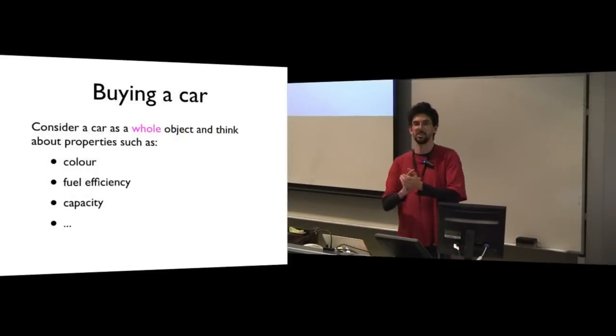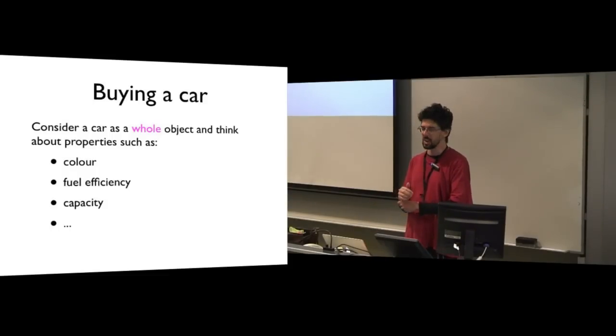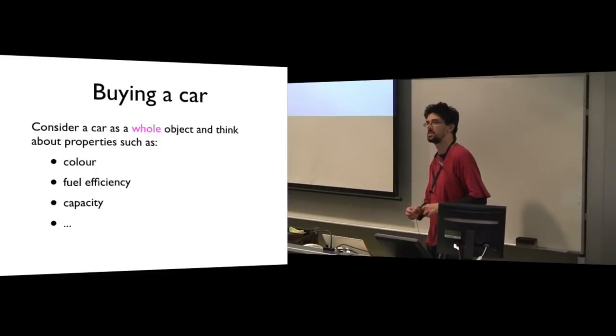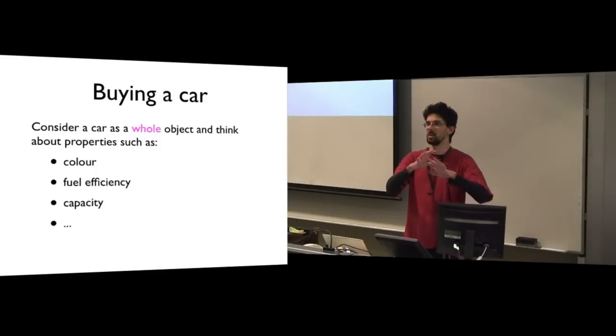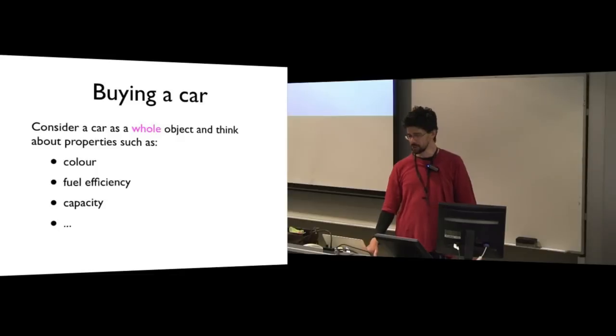So let's start off with thinking about buying a car. If you go out and buy a car, you probably think about a car as the whole object, and you have this car or that car, and you have different kinds of cars that you might be interested in. And you make your judgment based on some feel or properties of that car, maybe on the color of the car, maybe on the fuel efficiency, maybe on the capacity, maybe on the noise the engine makes, if that's your kind of thing. But you're considering a car as an object, as a whole object, which is pretty normal.